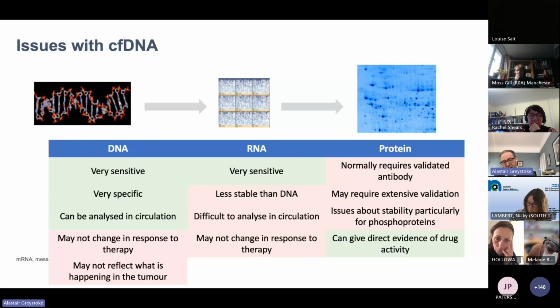RNA is the next line down, and it can also be very sensitive, but it's less stable than DNA and far more difficult to analyze in the circulation. It gets broken down much more easily, but it is further down the track. And protein, unfortunately, whilst it tells us exactly what's going on in the tumor, often you can't do it on liquid biopsy unless you've got circulating tumor cells. It takes a lot of workup. You need a different antibody for each protein.